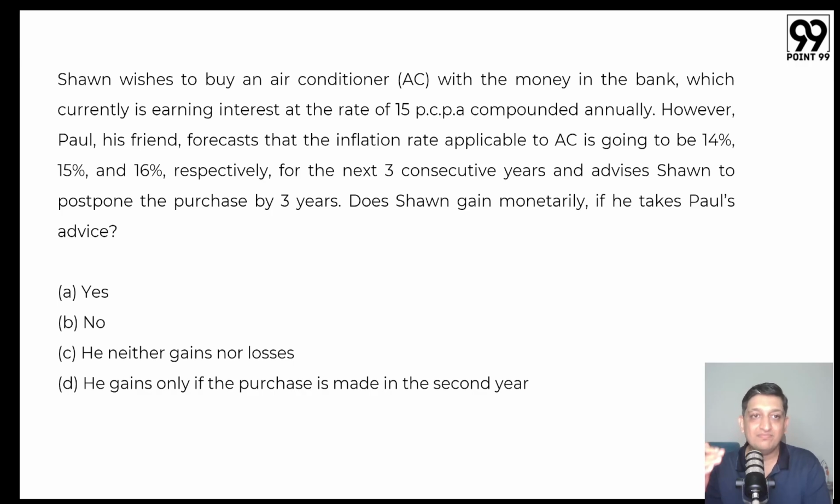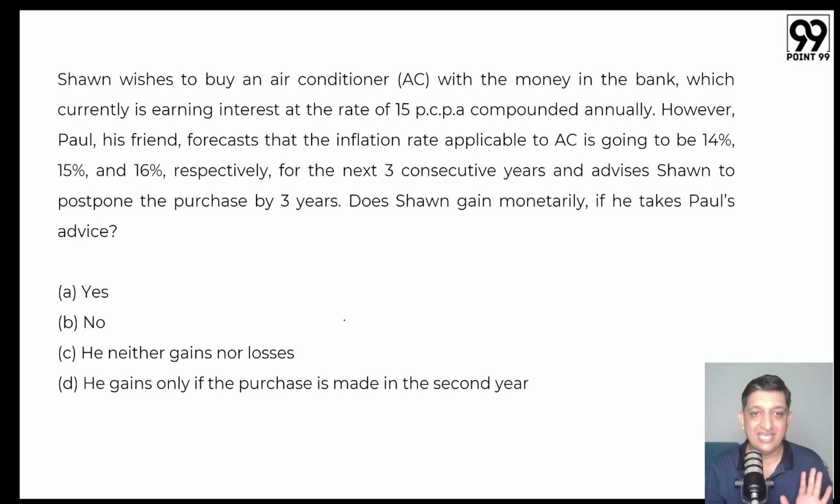Now, what Paul is telling Sean is that instead, you can just put your money in the bank and let it run at 15% per annum compounded, because the prices of the AC are going to increase by 14%, 15% and 16% in the successive years. So according to Paul, it makes a lot of sense for Sean to buy it 3 years down the line, because the interest that you are going to generate is going to be greater than the inflation that would have happened in terms of the price of the air conditioner.